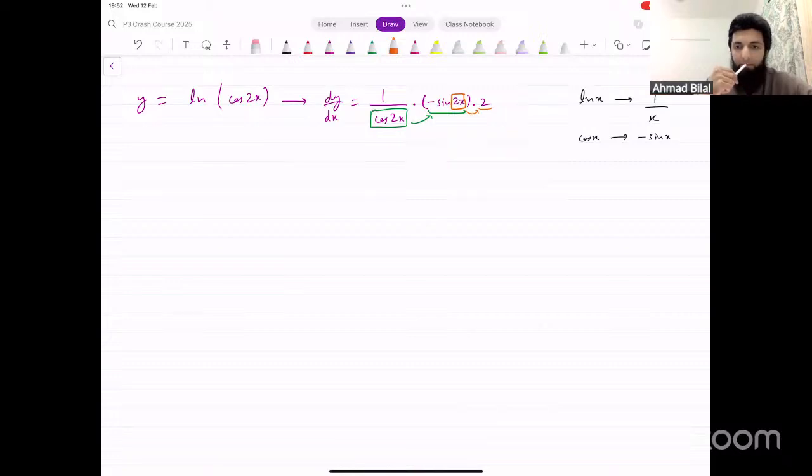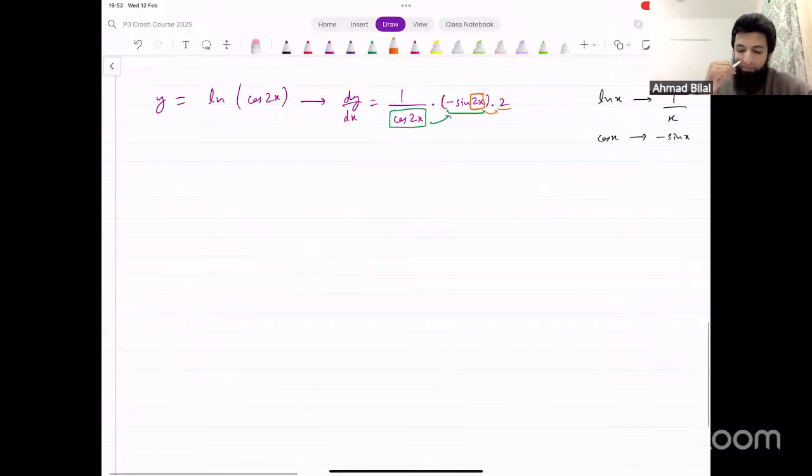Okay? Sir, I have a question. Yes. Sir, can you show the process to simplify this expression? What should I do first to simplify it? Like break it down. After this? Yes, after this.